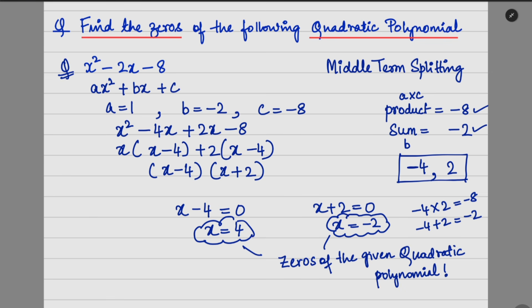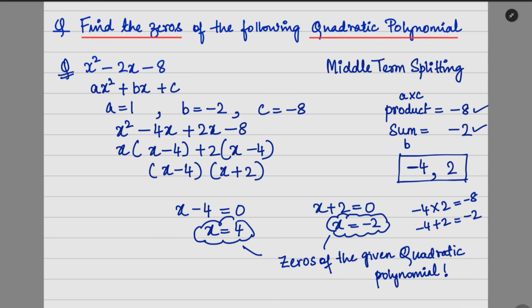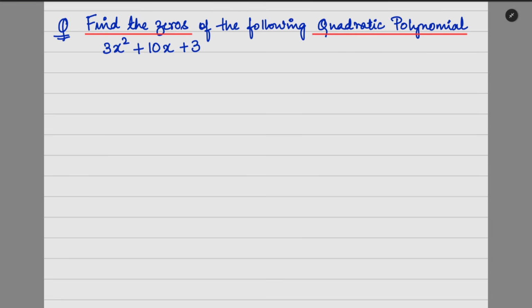Let's do some more questions based on it. Okay, so the next question is, you can pause it, try doing it once again. You will use the same thing and we'll try another question. The question is 3x square plus 10x plus 3. Again, you have to find the zeros of this quadratic polynomial using factorization, and the method is middle term splitting.